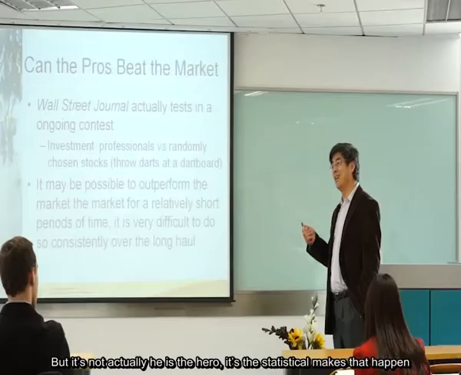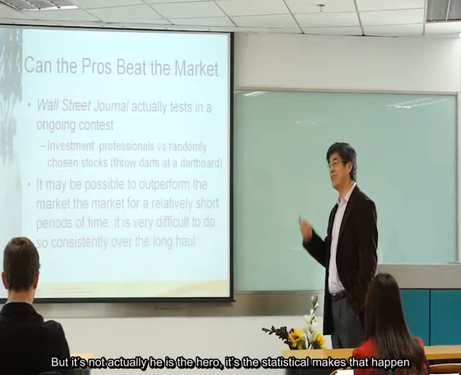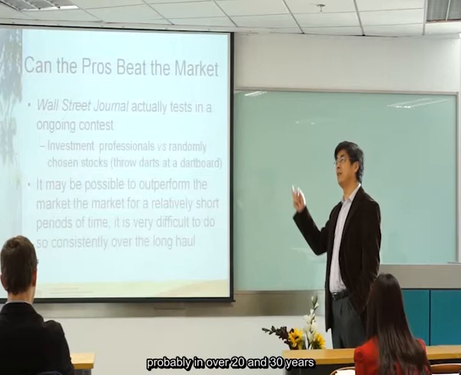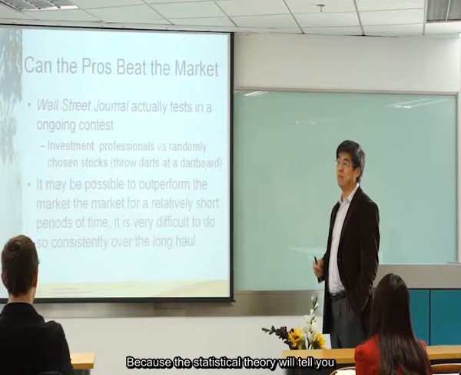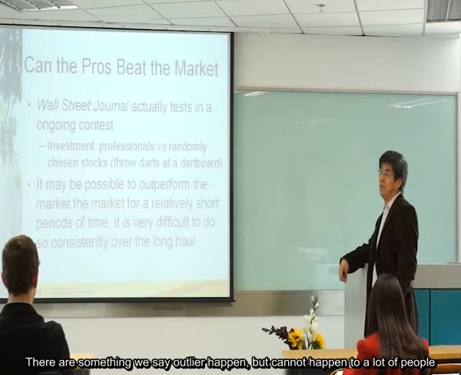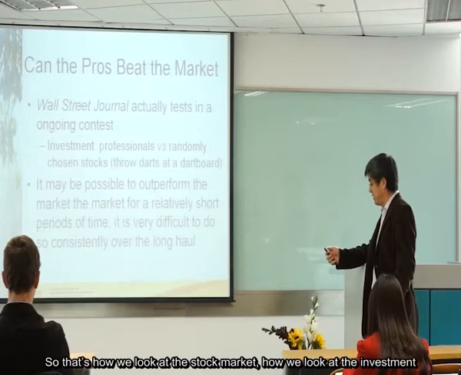But actually he is not the hero. It's statistics that makes that happen. So you can see some really good people in the stock market, over 20 or 30 years, but you can only find very few. Statistical theory tells you that outliers happen, but they cannot happen to a lot of people. That's how we look at the stock market and how we look at investment.